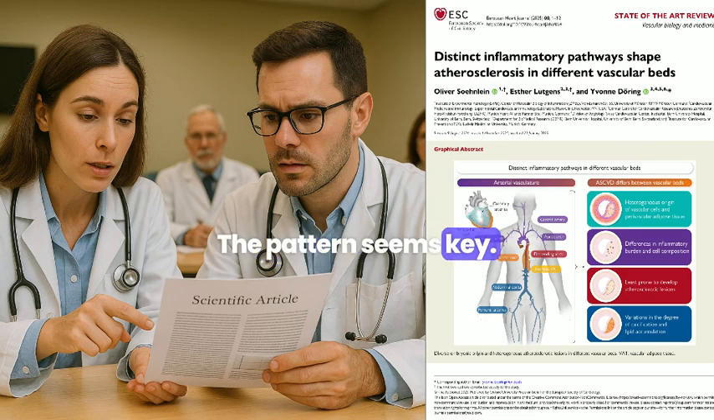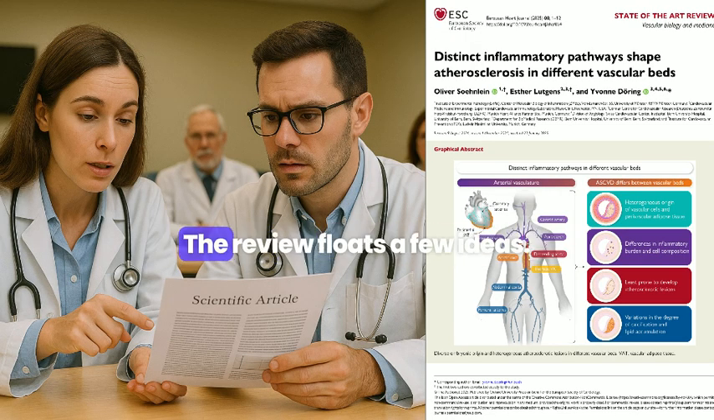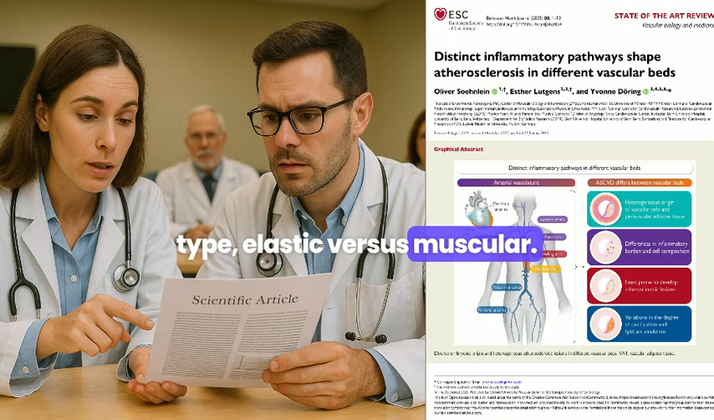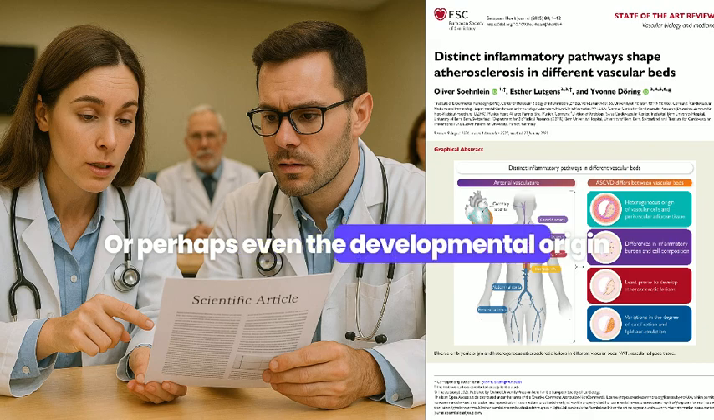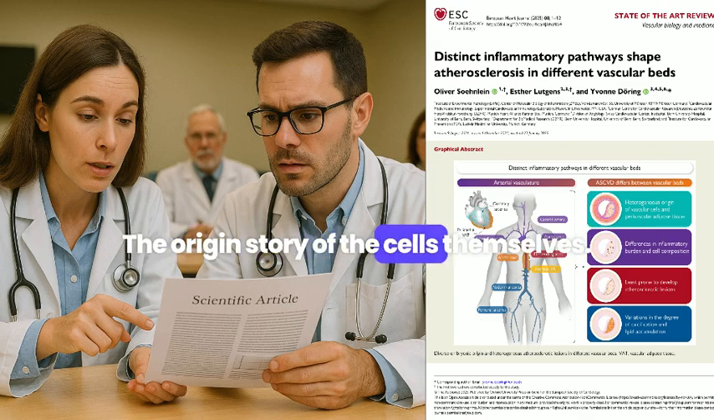The pattern seems key. So we're seeing this pattern. Carotid plaques may be more lipid-rich and hemorrhagic, femoral plaques more fibrous and heavily calcified. Why? The review floats a few ideas. Maybe it relates to the artery type, elastic versus muscular, or perhaps even the developmental origin of the smooth muscle cells in the wall. Ah, the origin story of the cells themselves.